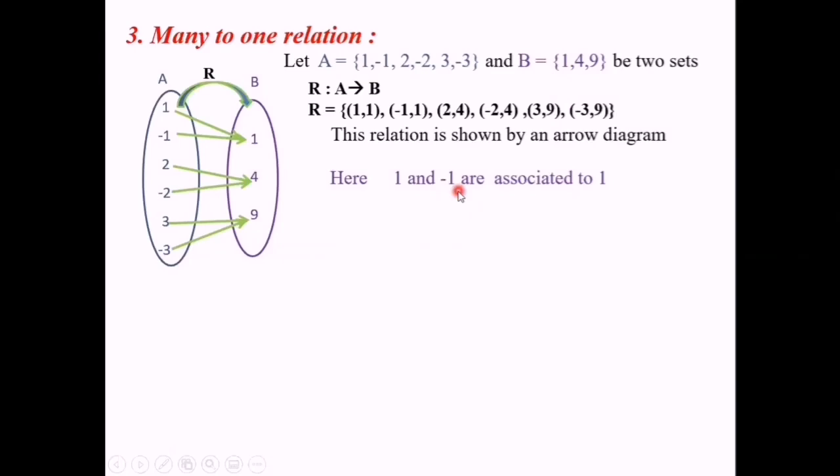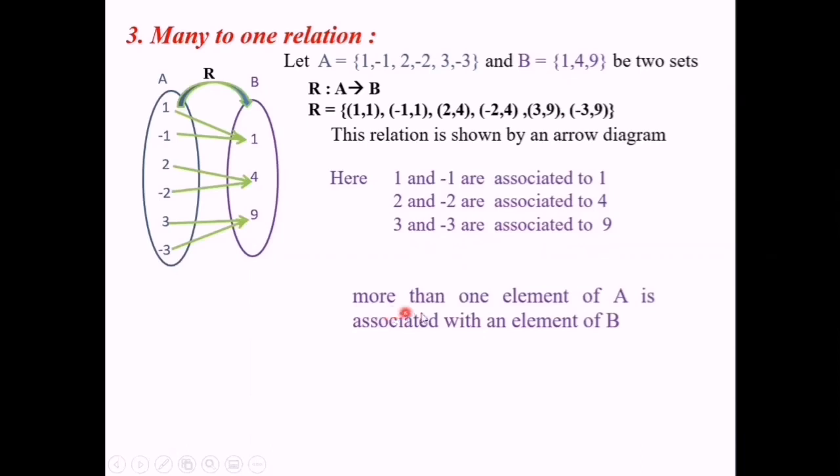Here, 1 and minus 1 are associated to 1. The elements 2 and minus 2 of set A are associated to one element of set B, that is 4. And 3 and minus 3 are associated to one element 9 of B. 2 and minus 2 are associated to 4, 3 and minus 3 are associated to 9.